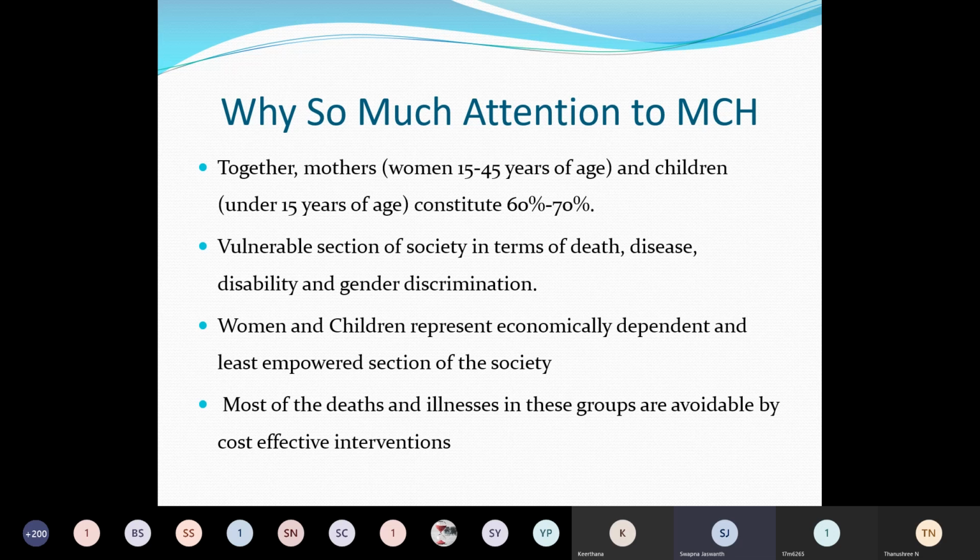So the women as well as the children represent the economically dependent group as well as the least empowered section of the society. So there is attention to these groups, and most of the deaths which occur among the mothers as well as the diseases which occur among the reproductive age group women as well as among the children less than 5 years are mostly preventable, that too in a cost effective manner. Hence, so much attention has been given to maternal and child health.